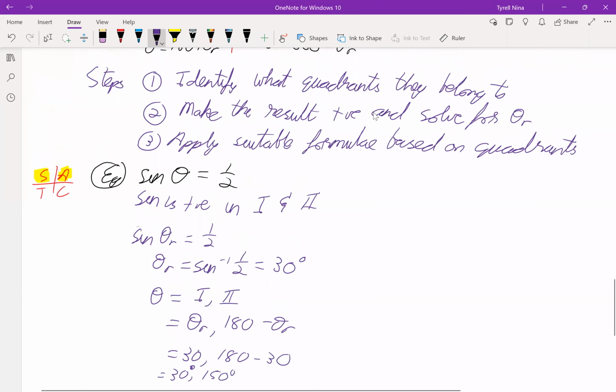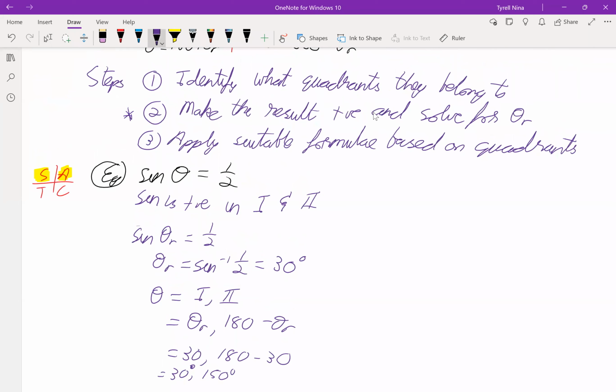Some of you are always saying, well, that second rule, what to do with it? Let's look at another one. 2 cos theta is minus a half. Tell me what answer you get.